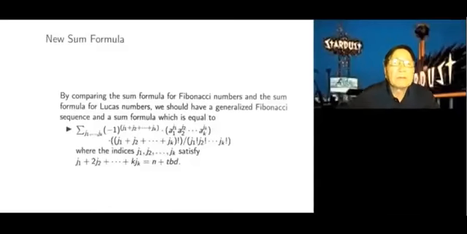The sum formula is equal to a summation of powers of the roots times the sum of powers factorial divided by the product of factorials of the powers. And the indices j1, j2, up to jk satisfy j1 plus 2 j2 up to k times jk equals n plus a number, which we will determine later.